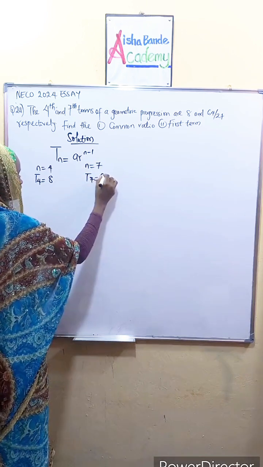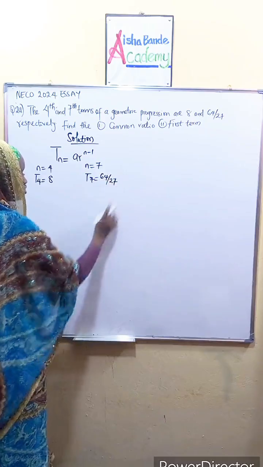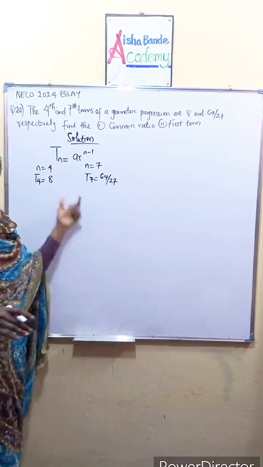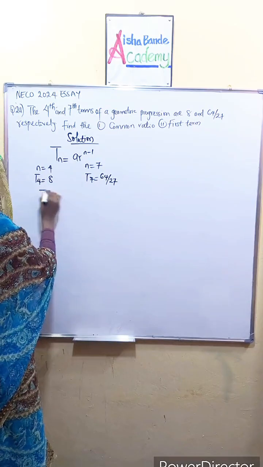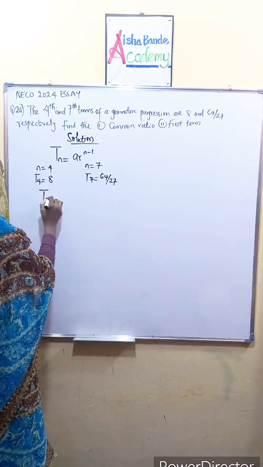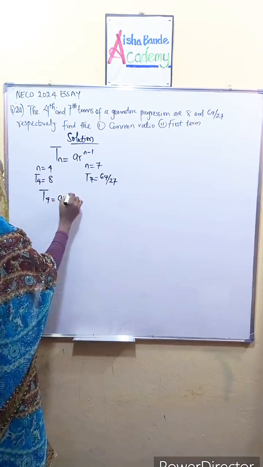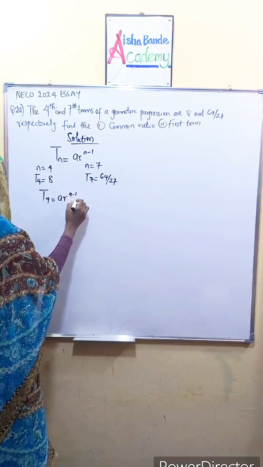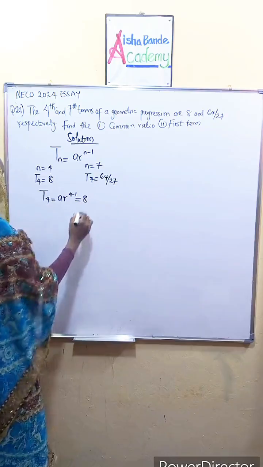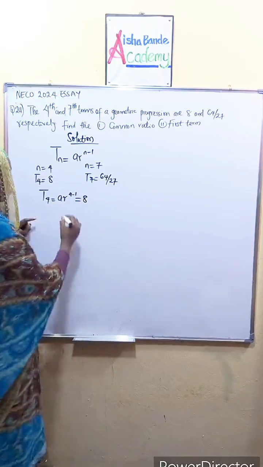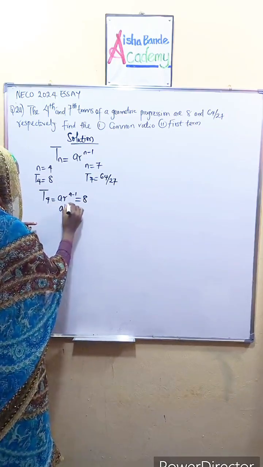So for the first one, we have T4 equals ar raised to the power of 4 minus 1. This is equal to 8, because this is the value. So we simplify this, we have ar to the power of 4 minus 1, here is 3, equals 8. So we call this equation 1. So we'll move on to the next values given.